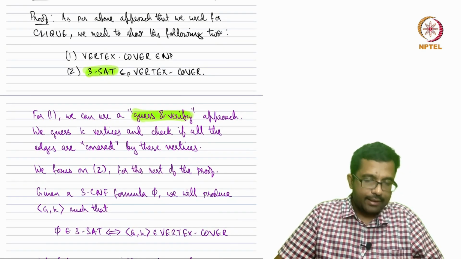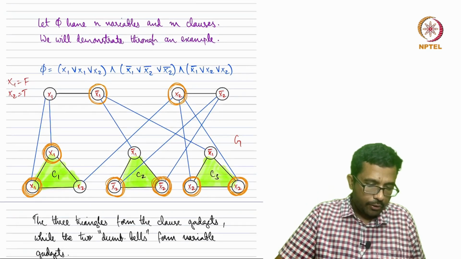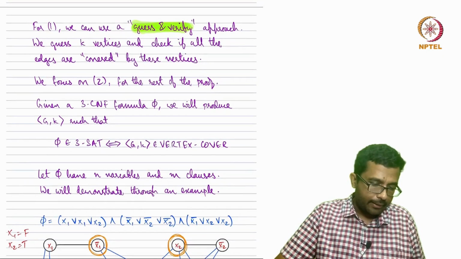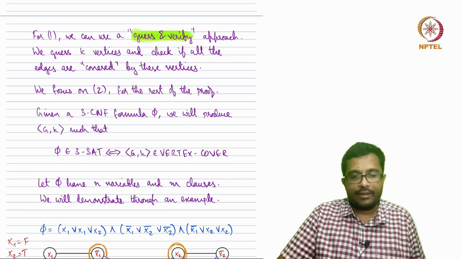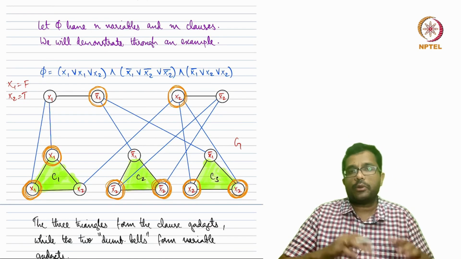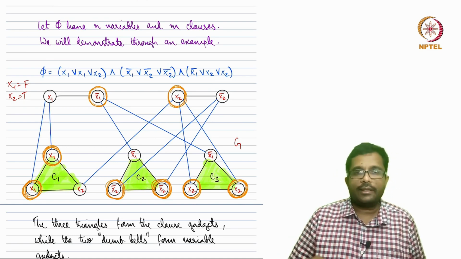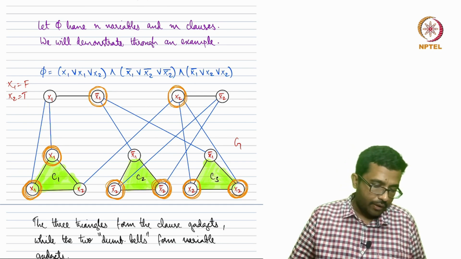We first show that vertex cover is in NP by a guess and verify argument. Second, we want to make the construction. We want to show that 3-SAT reduces to vertex cover. So given a 3-SAT instance, we want to construct a G and K such that the formula is in 3-SAT if and only if the graph G has a K sized vertex cover, right?